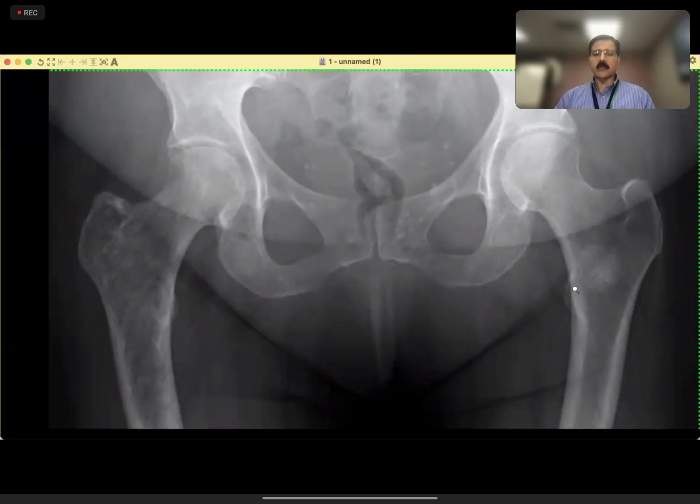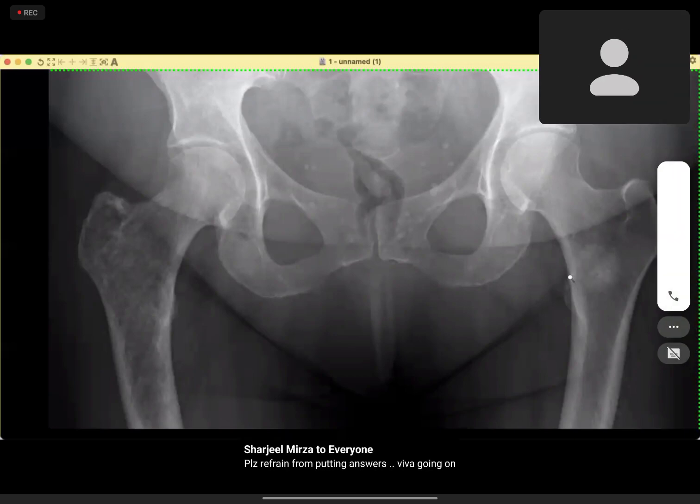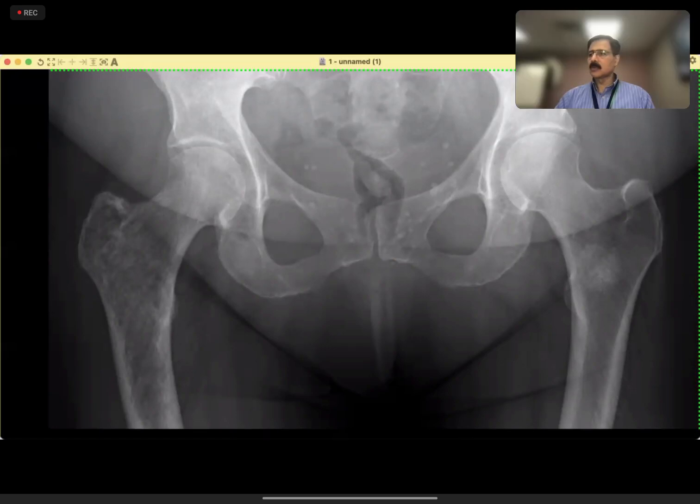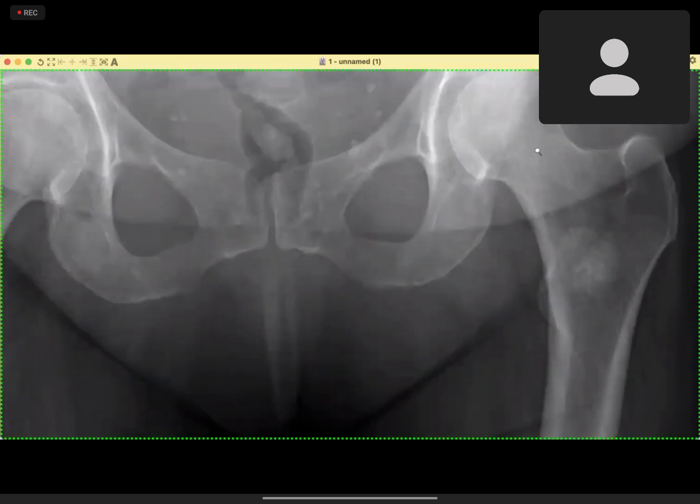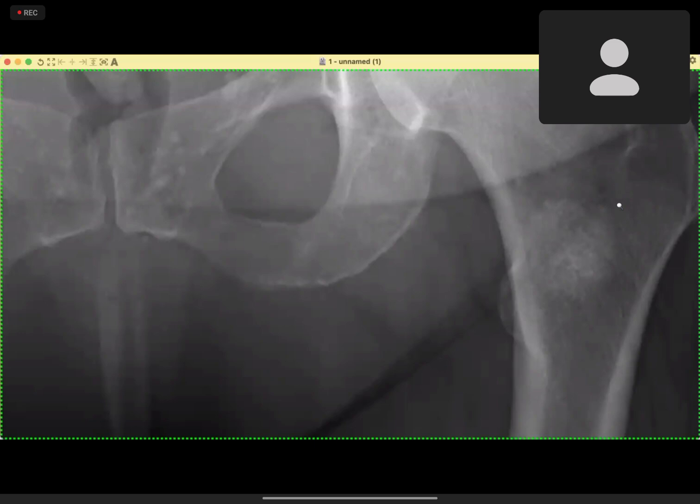Okay, madam, we'll come back to that. What is this? Sorry, I can't see. You cannot see? One minute. Yes, there is a well-defined lesion seen in the left femur. This lesion, this is maybe bone island. Are you sure? Actually, it's well-defined with areas of calcification.